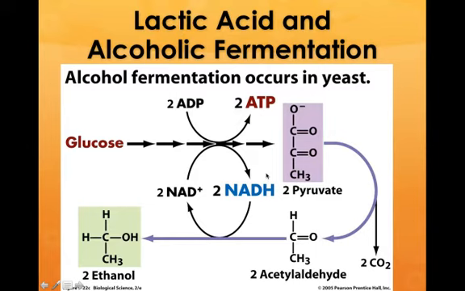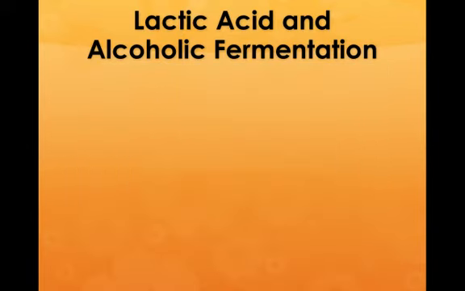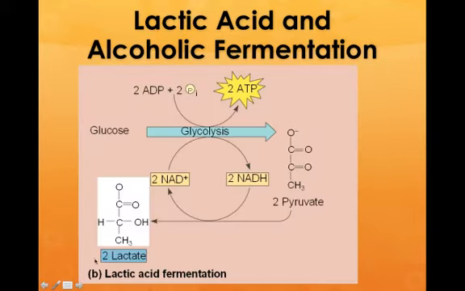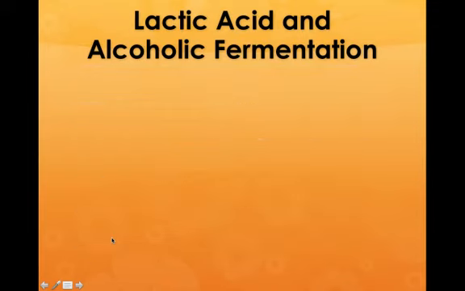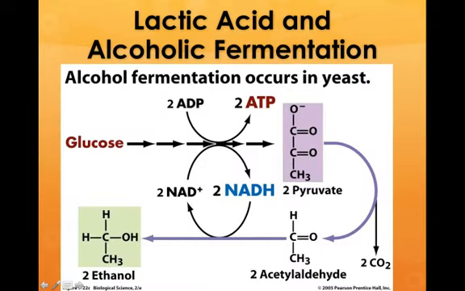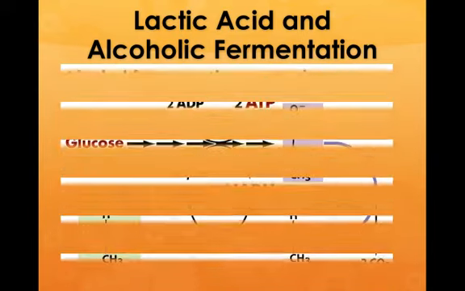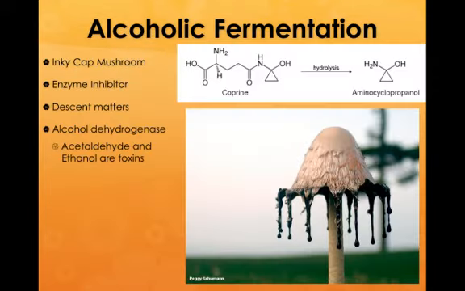So the two types of fermentation are lactic acid and alcoholic. They're both basically the same, except that in lactic acid fermentation, pyruvate gets made into lactate, and in alcoholic fermentation, pyruvate gets made into ethanol with an acetaldehyde intermediary. Now, these fermentations are two of the most important things that go on in the world today, and economically, they're extremely important to you and me.